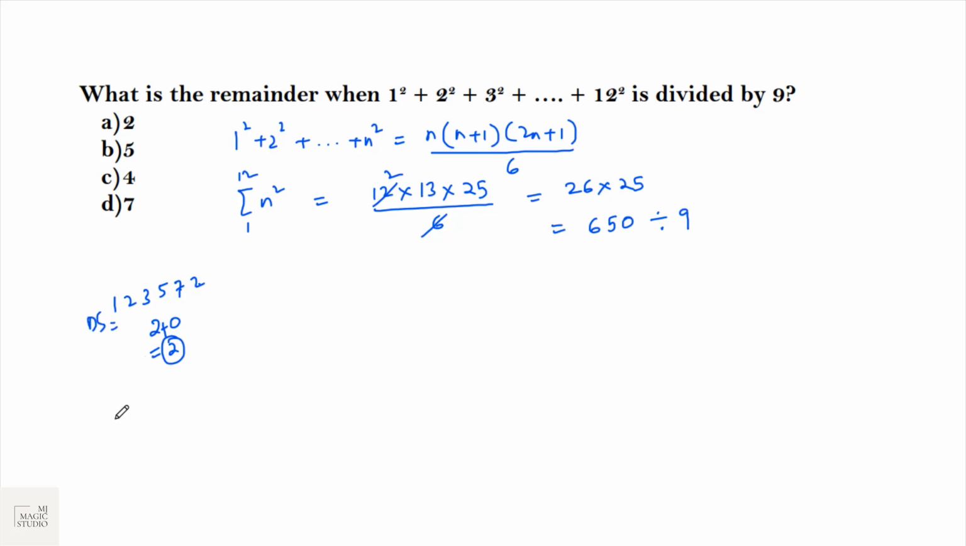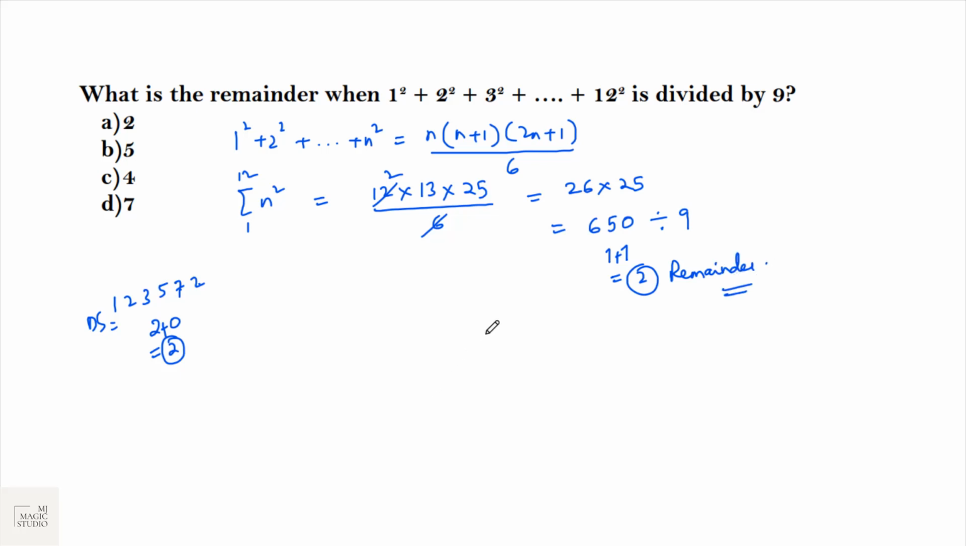Now what is the digital sum? Whatever you get, except 9, for a number, that would be the remainder when the number is divided by 9. So the digital sum of 650 is 6 plus 5 plus 0, that is 11. Now 1 plus 1 is 2. So 2 is the remainder, and that is the shortcut.